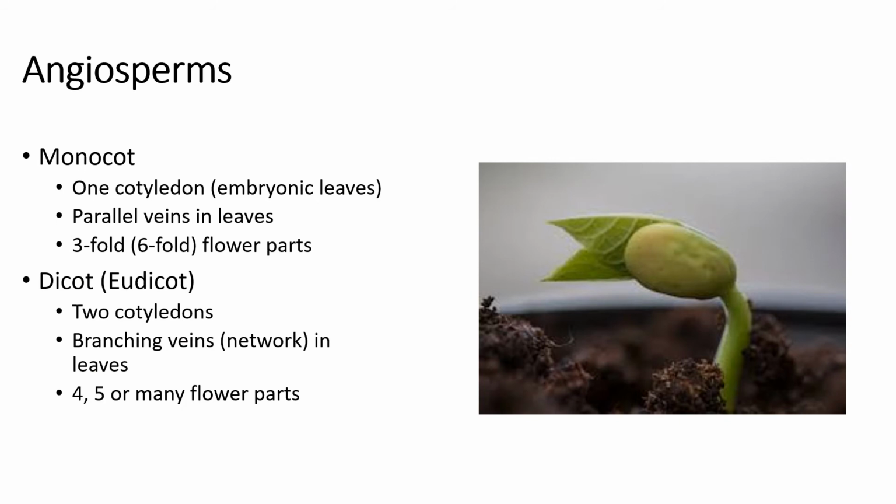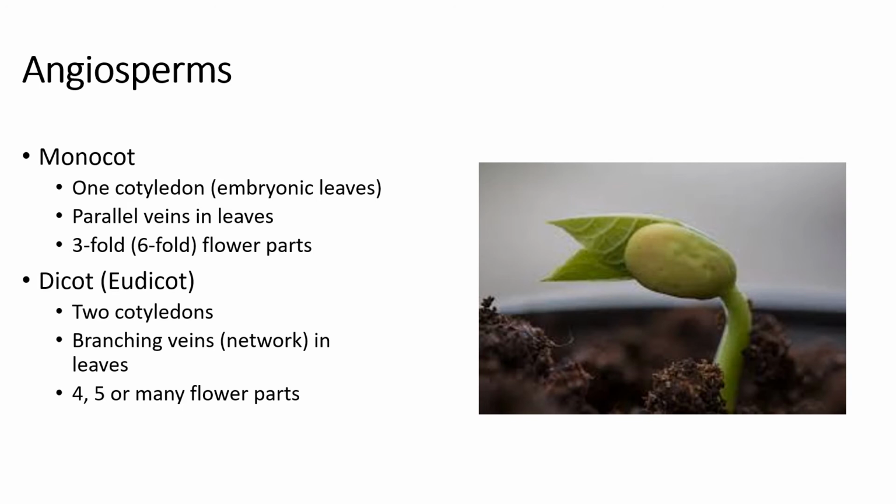Now, within angiosperms, we can have two divisions. One is called monocot and the other dicot or eudicot. And these are named based on something called cotyledons. A cotyledon means embryonic leaf. If you have ever planted seeds, when it first begins to germinate, the first thing that pops up is either going to have one leaf or two. If it has one, it's a monocot. If it has two, it's a dicot. There are other characteristics that are found in these divisions.